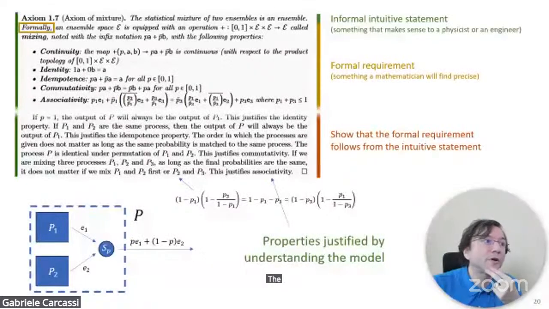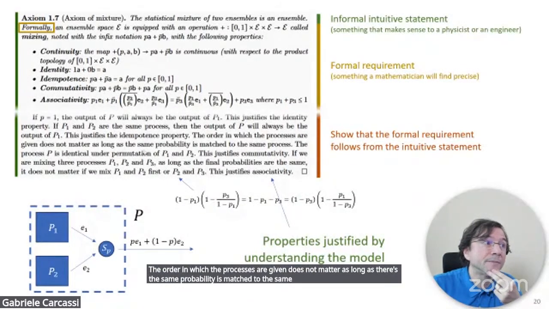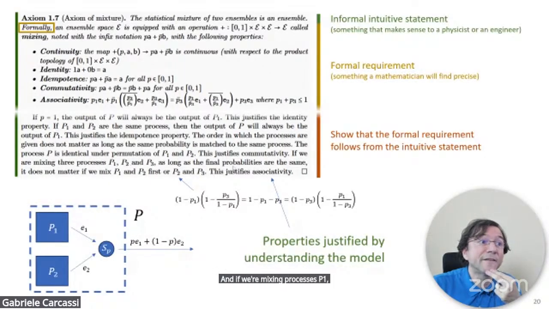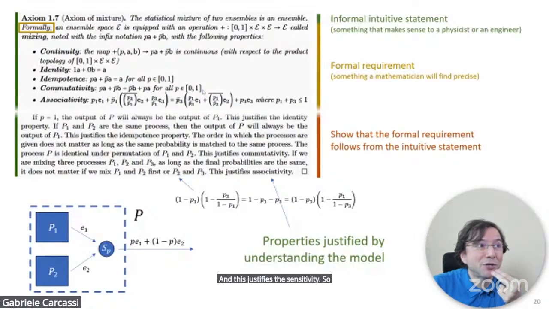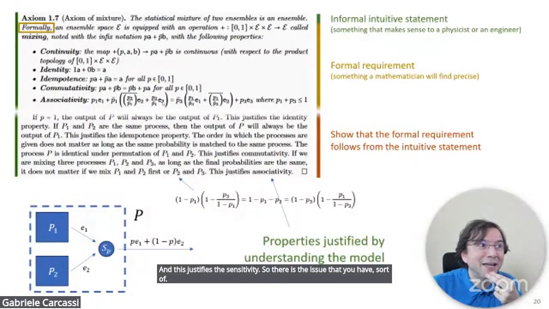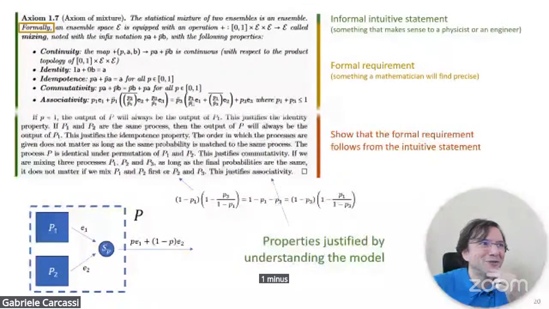The order in which the processes are given does not matter as long as the same probability is matched to the same process. The process P is identical under permutation of P1 and P2, so we have commutativity. And if we're mixing processes P1, P2, and P3, as long as the final probabilities are the same, it does not matter if we mix P1 and P2 first or P2 and P3. This justifies associativity. By the way, I didn't say that P bar means just 1 minus P. You have a lot of 1 minus, and it's just easier to put a bar on top.